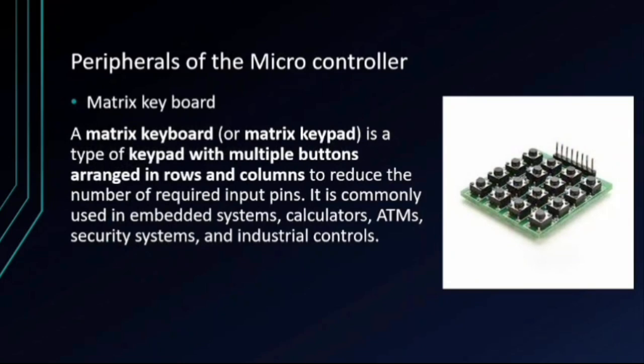The second peripheral that we are using in this project is the matrix keyboard. A matrix keyboard or matrix keypad is a keypad with multiple buttons arranged in rows and columns. In this project we used a 4 by 4 matrix keypad, in which we have 16 buttons, 4 rows and 4 columns. The rows are connected as output to the microcontroller, and the columns are connected as input to the microcontroller.